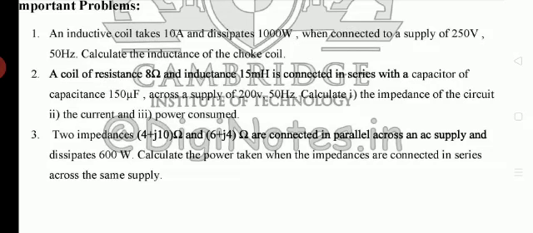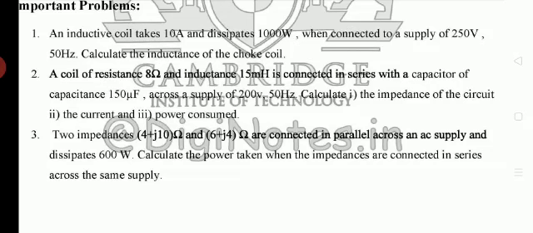A coil of resistance 8 ohm and inductance 15 millihenry is connected in series with a capacitor of capacitance 150 microfarad, across a supply of 200 volt, 50 hertz. Calculate the impedance of the circuit, the current, and the power. This is very easy, and we have already solved similar problems above. This is an RLC series circuit.